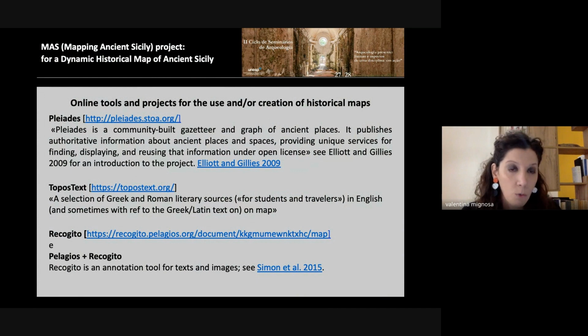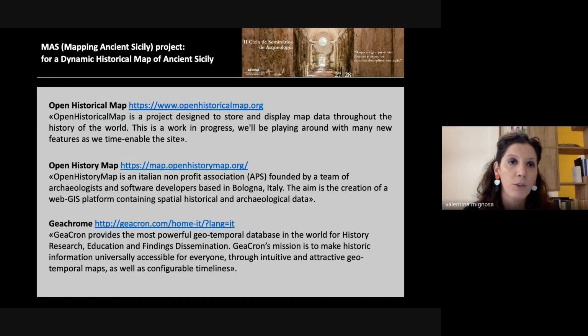These tools, so for example, Pleiades, which is a very common and well-known gazetteer that we use to have a URI to link our places in the ancient maps, or Topostext, which is a selection of literary sources from the Greek and Roman world that are basically mapped on a modern map. And Recogito and Pelagios, which are very common tools that we use to annotate historical maps. But we also have other kinds of historical tools like Open Historical Map, which is a project designed to store and display data on maps in a sort of historical atlas, and something like that is also OpenHistoryMap.